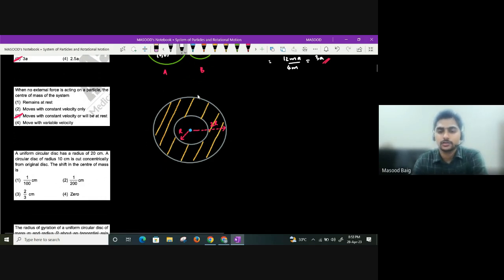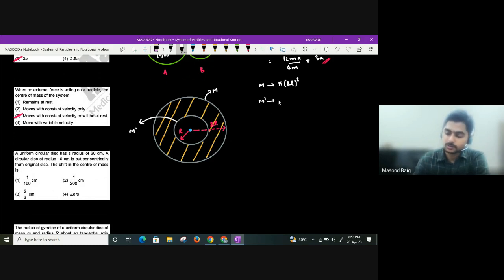Or how will you solve this question, beta? Let us imagine this is mass m. This has mass m dash. The whole mass m will be distributed in pi into 2r whole square area. M dash mass will be distributed in pi into r square area. So can we perform crisscross? Yes, we can. So what will I get? M into pi r square will be equal to m dash into 4 pi r square. So what will the m dash value be, beta? It will be m divided by 4.